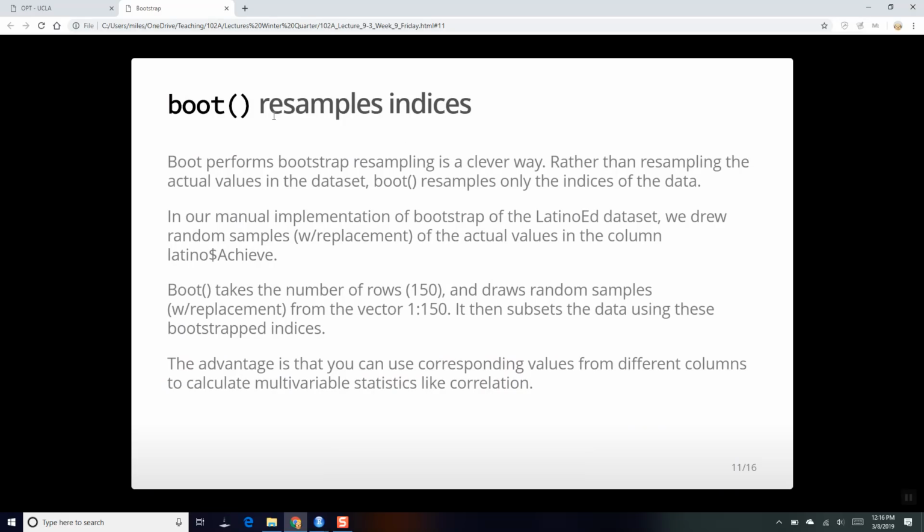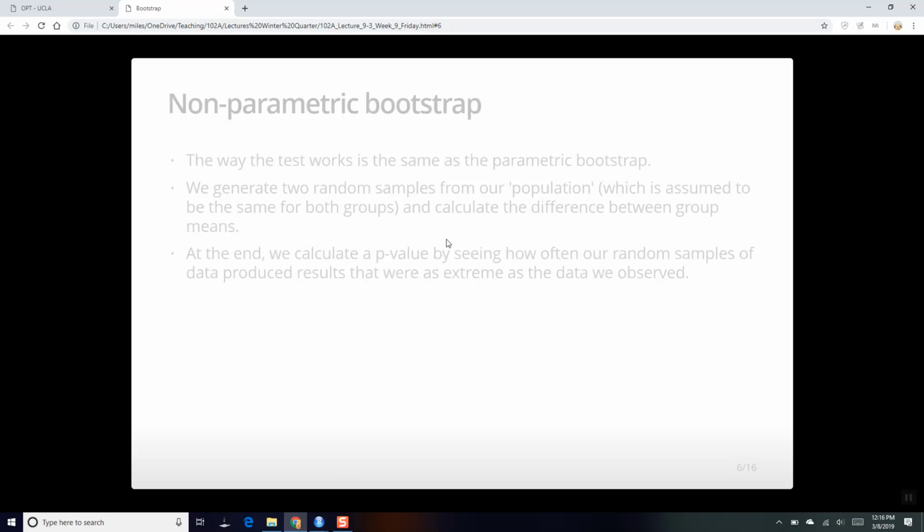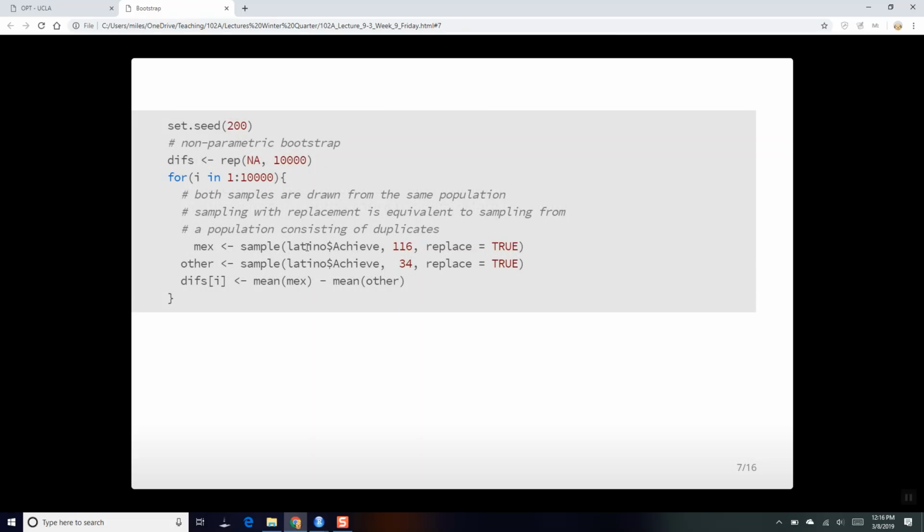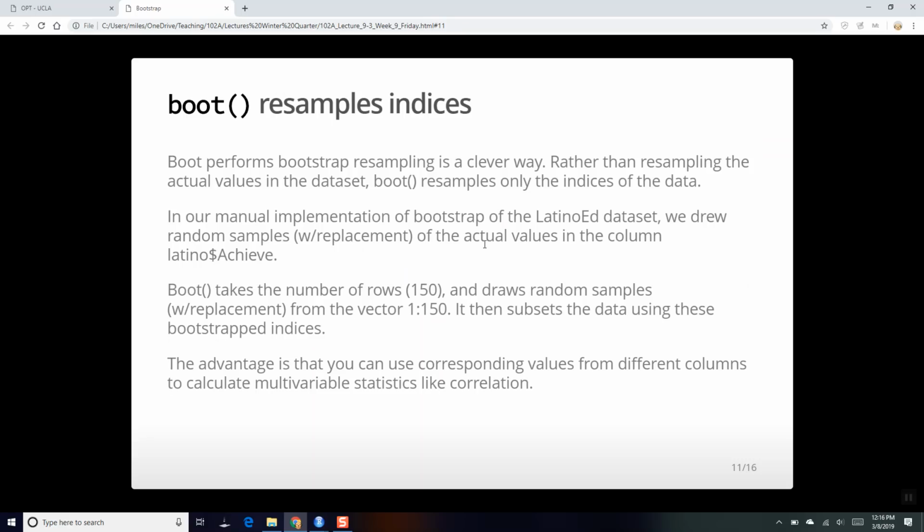Okay, and so one thing to keep in mind is that when you use boot, it does something a little bit clever in that it doesn't actually resample the values themselves. It resamples the indices in the data. So when we did non-parametric bootstrap over here for the Latino education data set, we said take this column, Latino$achieve, and then draw a sample with replacement from it. But what boot will do is say, oh, you have 150 rows in your data set. So I'm going to take the vector 1 through 150 and resample 116 values out of this vector of 150. And that's going to indicate these are the people I'm selecting.